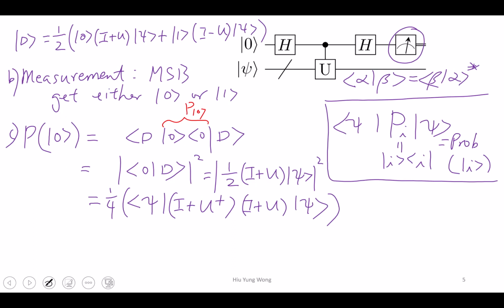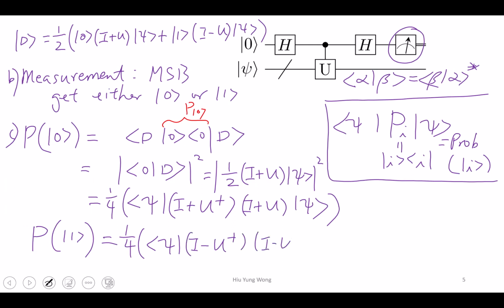By using the similar approach, the probability of getting 1 when I do the measurement is equal to, everything is the same, except this is 1 minus u. So I will get something like this: psi, I, because it's 1 minus u instead of 1 plus, so you get 1 minus u dagger, 1 I minus u psi. Okay.